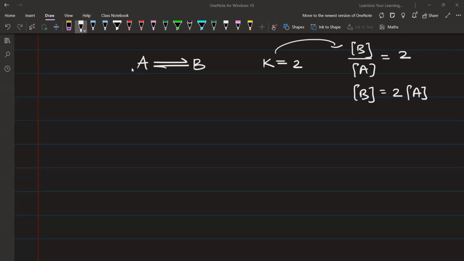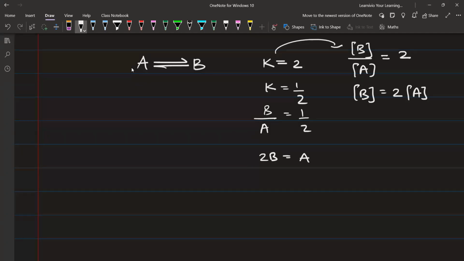Now if the K was equal to 1 by 2, then it would be just the opposite. The concentration of B upon the concentration of A is equal to 1 upon 2, and I can say twice the concentration of B is equal to A. So what does this tell me? This K value tells me when the equilibrium will be achieved. That means the concentrations of reactant and product will stop changing when A is equal to 2 times B. If K is equal to 2, then when the concentrations are not going to change, when you cannot see any apparent change happening in the system, is when the concentration of B is twice the concentration of A.